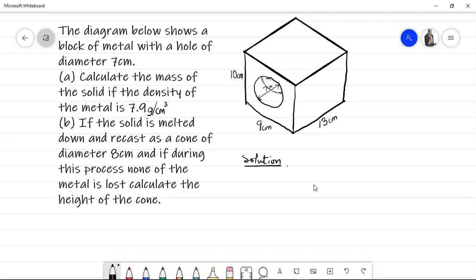Now, to solve this example, this is question A we're trying to solve. The first thing we need to put out there is the fact that the density formula is given as mass over volume. We have to calculate mass, so we can easily cross multiply. And when we cross multiply, we're going to have mass equal to density times volume.